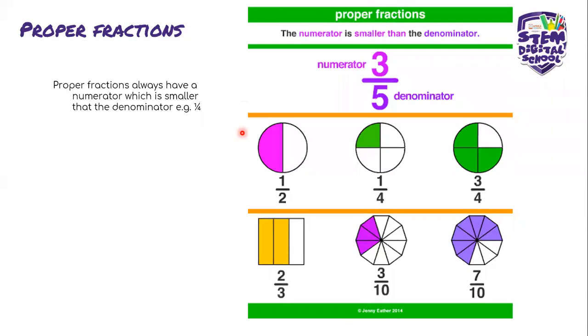A proper fraction is when the numerator is less than the denominator. When the numerator is less than the denominator, we call that a proper fraction. Please write this down in your books. The numerator is smaller than the denominator. So please quickly write that down. And you can also write the example.